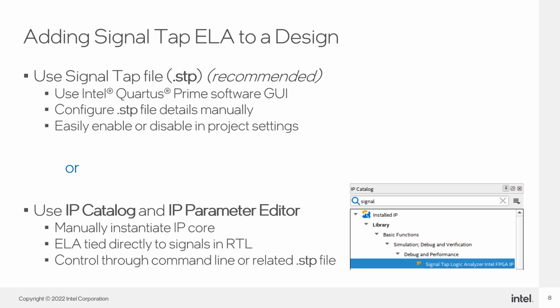Removing the logic analyzer from the design requires removing the IP instantiation and recompiling. If you would like more information about implementing the Signal Tap Logic Analyzer using this method, see the Debug Tools user guide. Creating the STP file alone is in general a faster and easier way of implementing the ELA, so this training focuses exclusively on Signal Tap usage with the STP file.